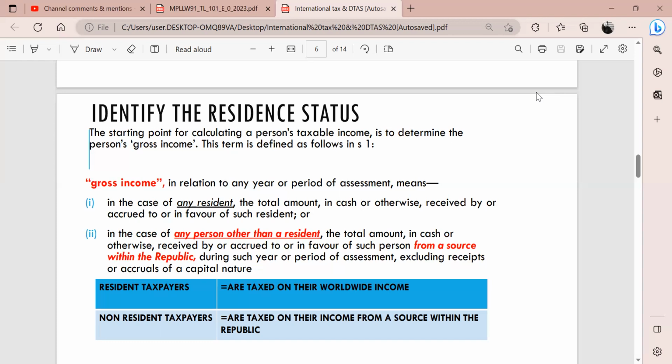Now, to summarize the gross income differences between the resident and the non-resident taxpayers, the resident taxpayers are taxed on their worldwide income. The non-resident taxpayers, on the other hand, are taxed only on their income from a source within the Republic.